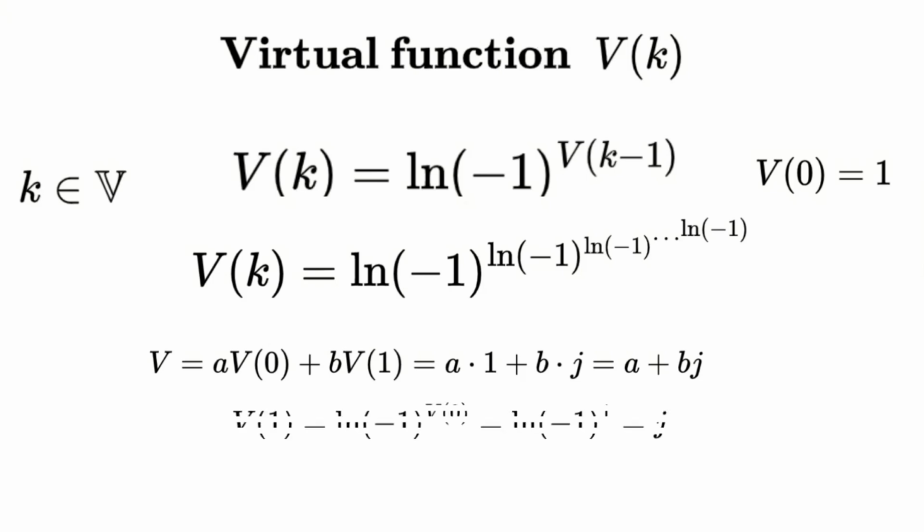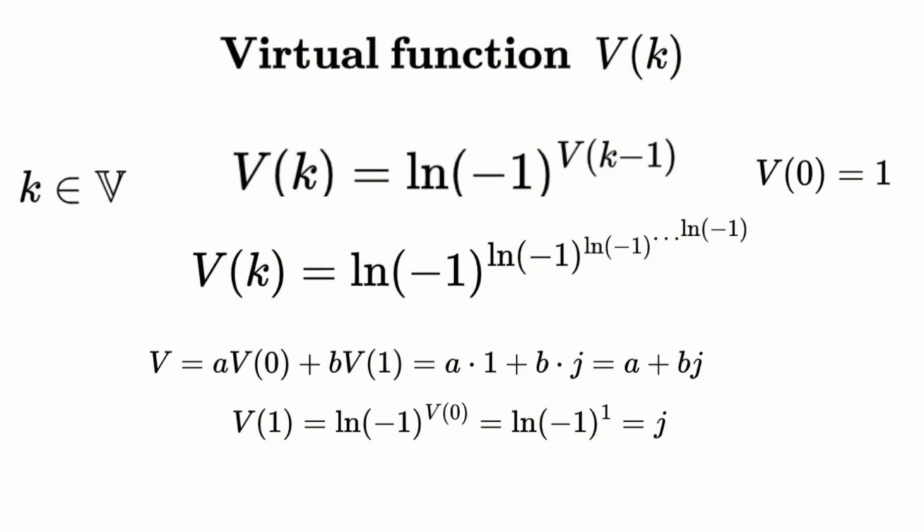Using the recursive definition, v of 1 equals the natural logarithm of negative 1 raised to the power of v of 0. Since v of 0 equals 1, this simplifies to the natural logarithm of negative 1 raised to the power of 1, which is simply j. So we have v of 1 equals j, which is the same virtual unit we introduced earlier.